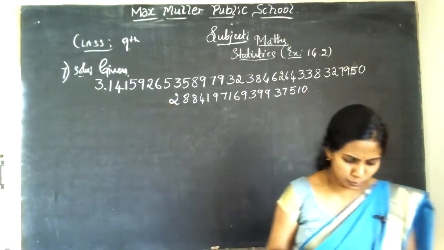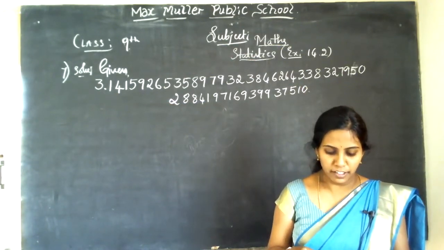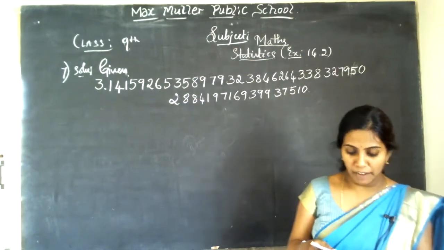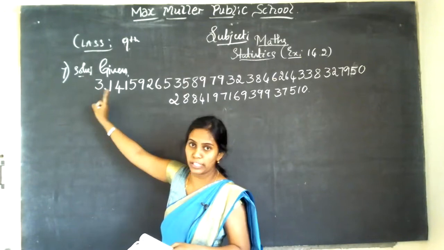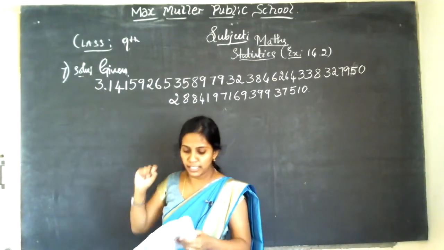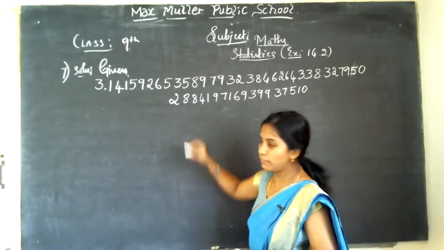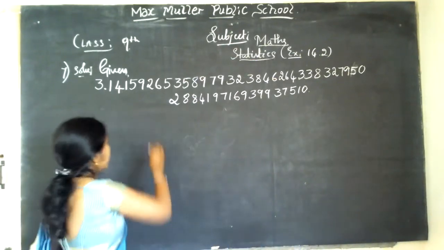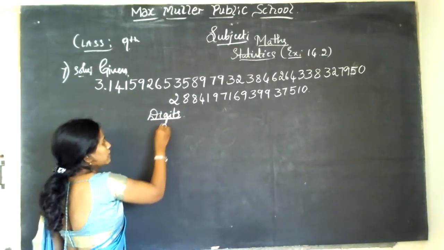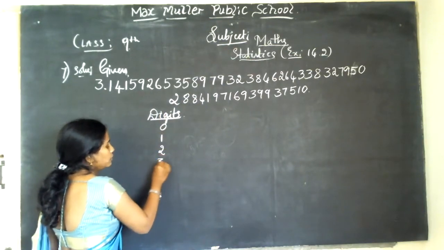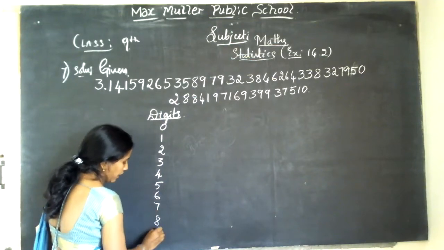What you have to do is make a frequency distribution of the digits from 0 to 9 after the decimal point. Don't include the digit before the decimal point. You have to include only after the decimal point. You have to make a frequency distribution for the numbers 0 to 9. Let me write the digits. So the digits you have to consider are 0, 1, 2, 3, 4, 5, 6, 7, 8, 9.